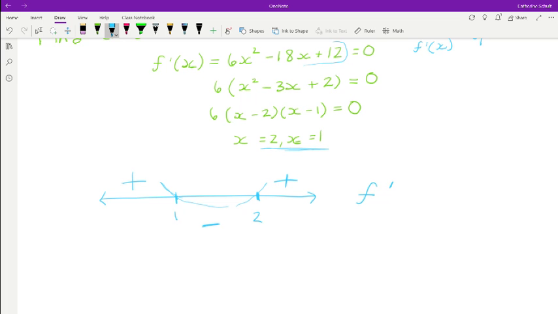That's if we know the shape of the graph. Sometimes these functions get crazy, and we're not going to be able to know the shape of the graph. In that case, we can always use test points. For instance, 0 is in this interval right here. If I were to plug 0 into our derivative, we would get positive 12.